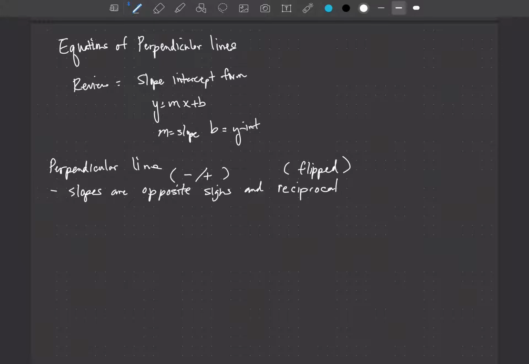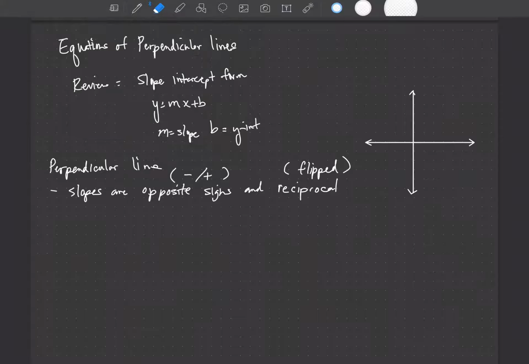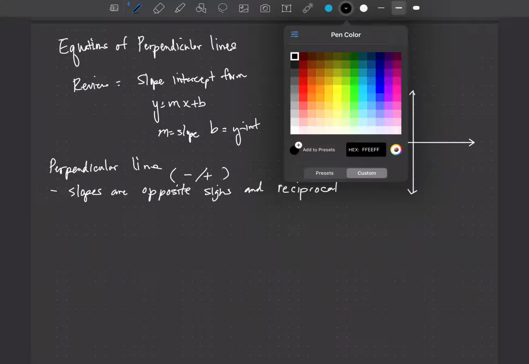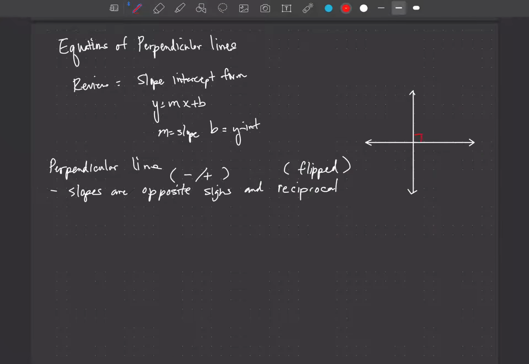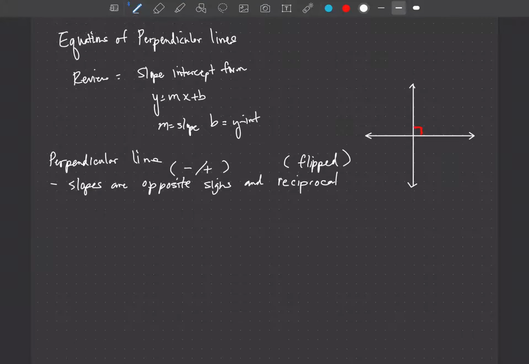If I were to draw two perpendicular lines, I want to make sure that I use a symbol. The symbol in a diagram would be a little red box usually, and that'll show that those are perpendicular. So we're going to focus more on the equation aspect of it. Let's take a look at a couple examples of perpendicular lines.